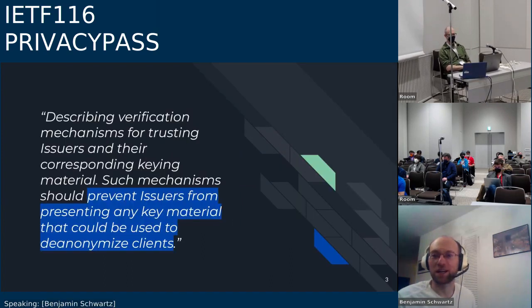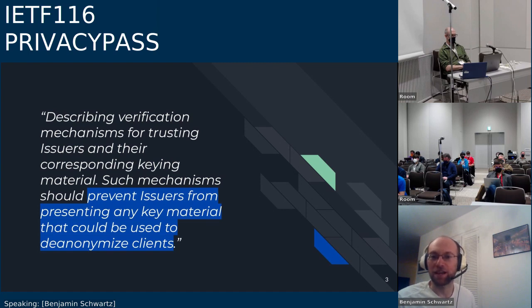But I am going to talk about the charter. The Privacy Pass charter says that we are going to describe mechanisms that prevent issuers from presenting any key material that could be used to de-anonymize clients. There's a little bit of ambiguity there, but it sounds like that means we're going to do something about the key consistency problem.